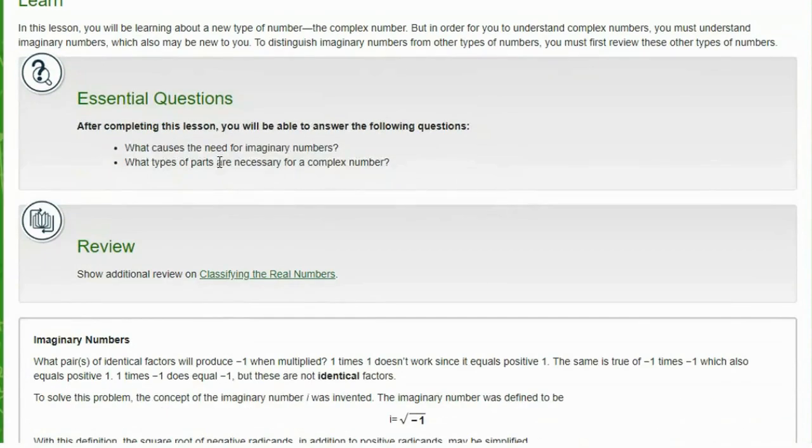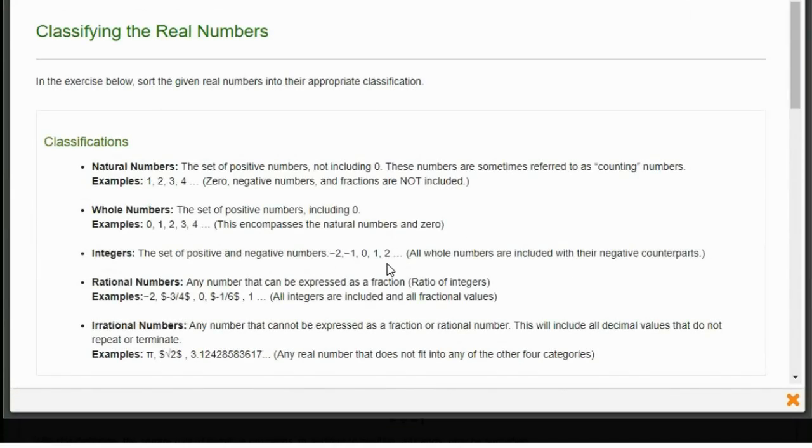All right, we're going to learn what causes the need for imaginary numbers and what types of parts are necessary for a complex number. So to start out, we really should review before we start getting into complex numbers. You might have heard of complex numbers before, but if you haven't, we're going to get into it now. So let's look at classifying the real numbers first of all.